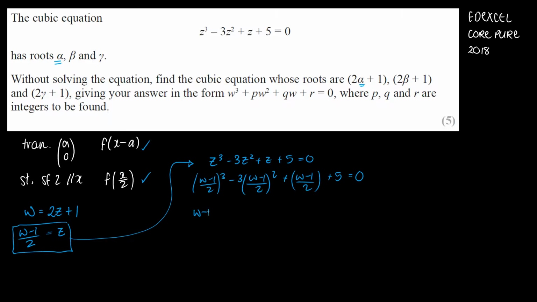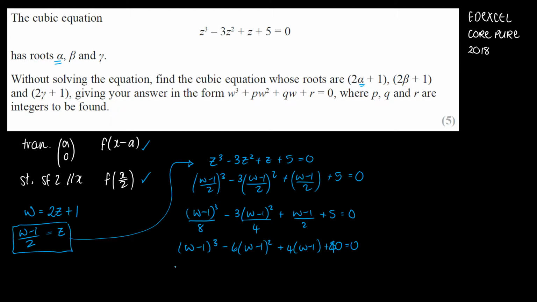So this is w minus 1 all cubed over 8, minus 3 lots of w minus 1 squared over 4, plus w minus 1 over 2, plus 5. I know that feels like a really silly step, but I tell you what, the denominators are the worst thing. This is where people make all the mistakes. You could multiply by 8 now to get rid of the denominators. That would be nothing on the first one, 6 on the second, 4 on the third, and a 40 on the end. So it's not right, that's a 5 again. There we go. All right, expanding.